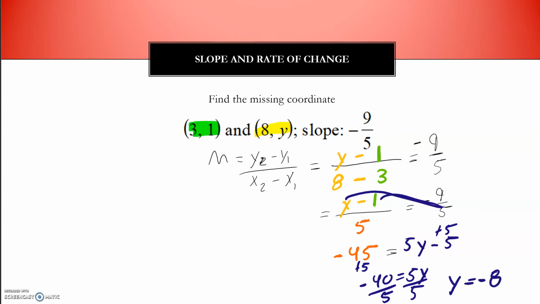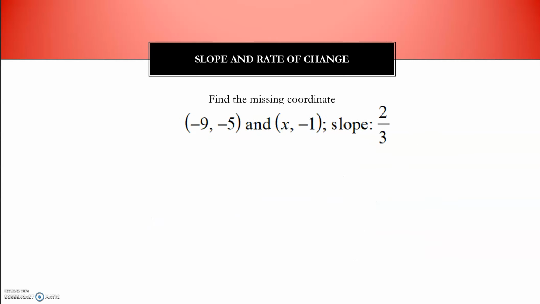And just to check, negative 8 minus 1 is negative 9, which is what I needed, because I already know that 8 minus 3 is 5. Okay? All right. Hit pause, find that missing x, and we'll go over it together when you're done.